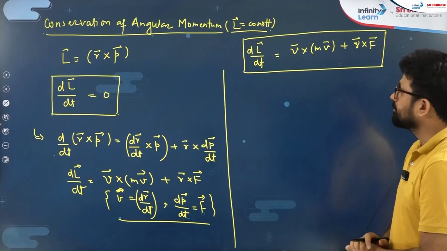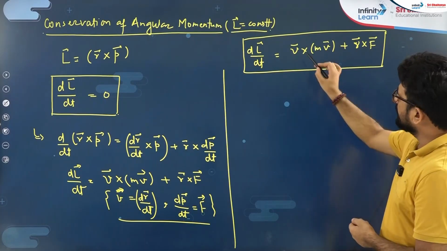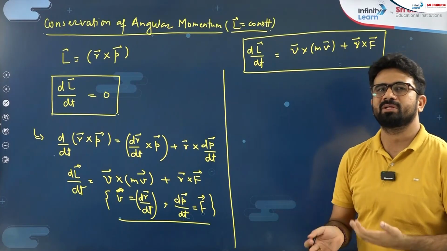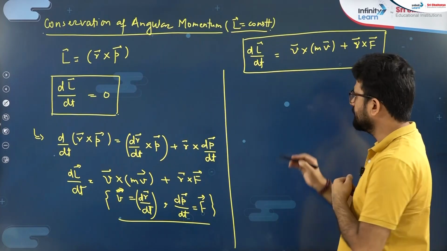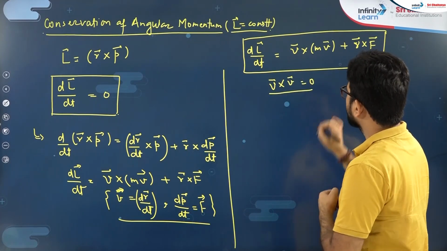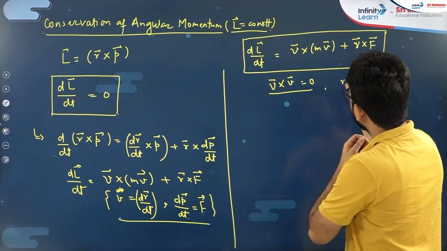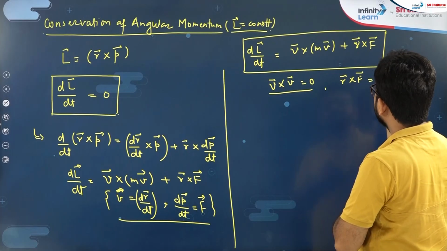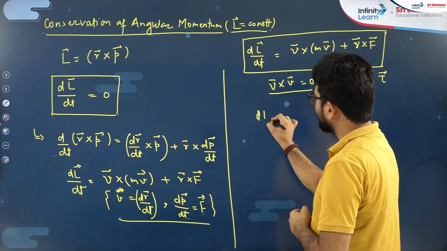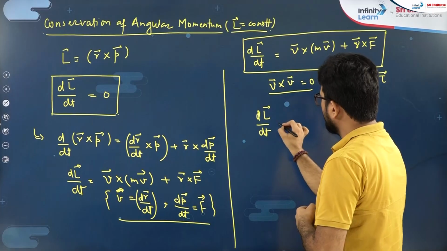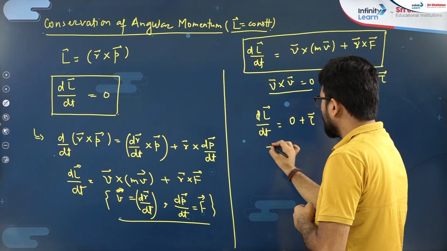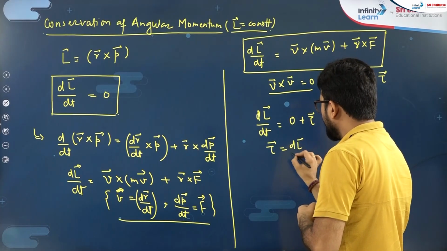Now everyone should understand what has been written. v cross v: if the vectors are equal, we know that their cross product would be equal to 0. So v cross v would be equal to 0, first thing. And second thing, r cross F, we define as a new vector that is equal to torque tau. So from here I can say that dL over dt is equal to 0 plus torque, or we can say torque is nothing else but dL over dt.